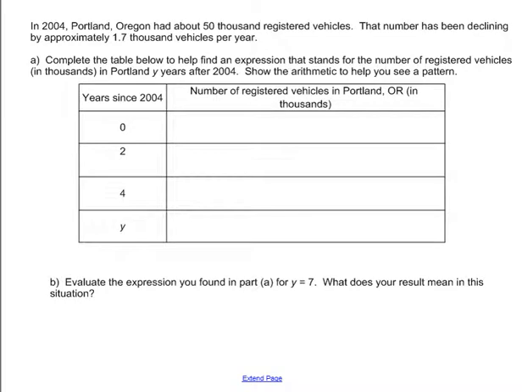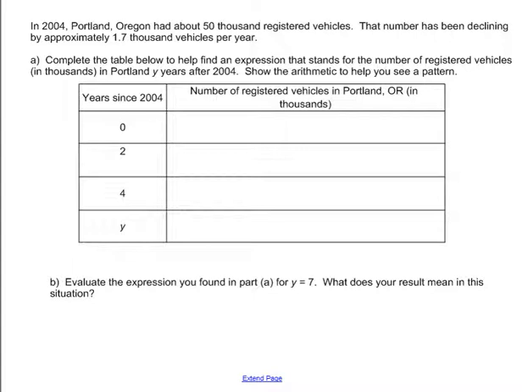In 2004, Portland, Oregon had about 50,000 registered vehicles. That number has been declining by approximately 1.7 thousand vehicles per year. So the first thing we're going to do is complete the table below to find an expression that stands for the number of registered vehicles in thousands in Portland Y years after 2004. Show the arithmetic to help you see a pattern.